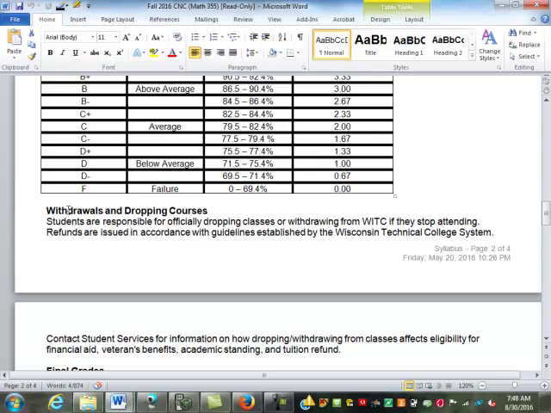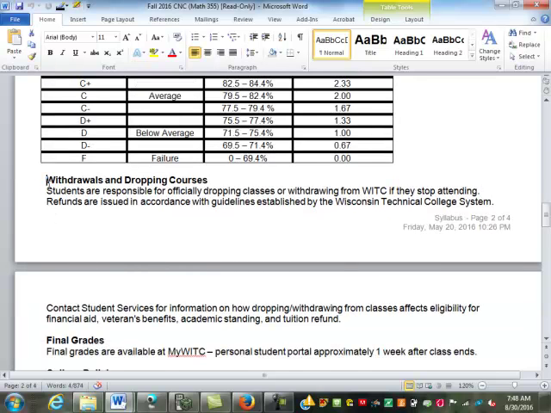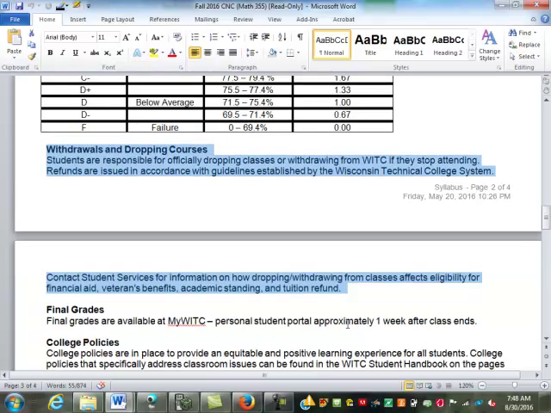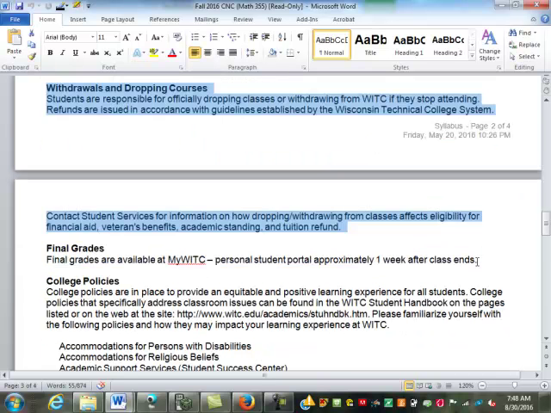Withdrawals and dropping the class. If for some reason you do have to withdraw from the class, if you drop in the first week, you do get a refund. After that, you don't. If you drop up to the 80% point, which is somewhere in week 13, it goes on your transcript as just a withdrawal and not a failing grade. If you drop after that, it goes on your transcript as a failing grade. So if you get to the point where you're partway through the semester and there's something going on, talk to me and we'll make sure that we keep everything on track for you.